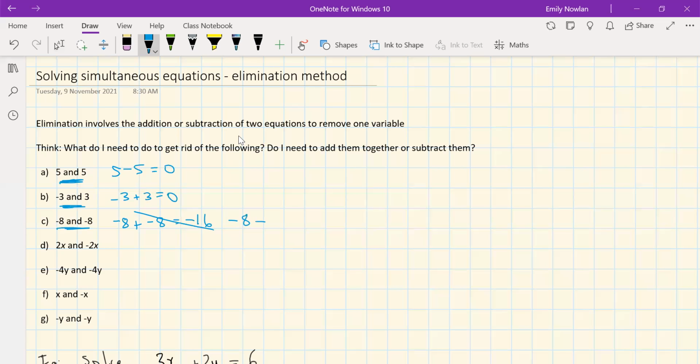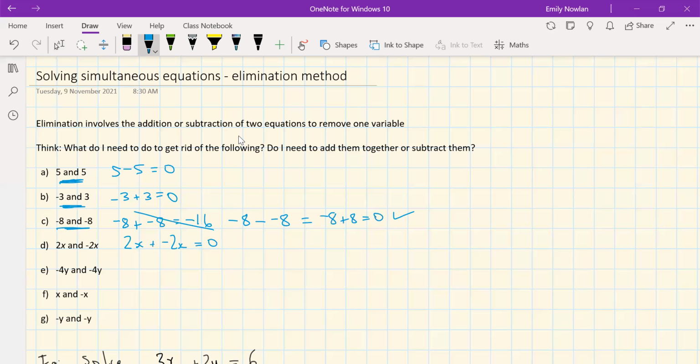But what about minus 8 minus minus 8? Well, the two negatives make a positive, so it actually is the same as minus 8 plus 8, which does give me 0. So those ones I want to subtract. What about 2x and minus 2x? I think that one's easier for people to see. I want to add those together because 2x plus minus 2x will give me 0.